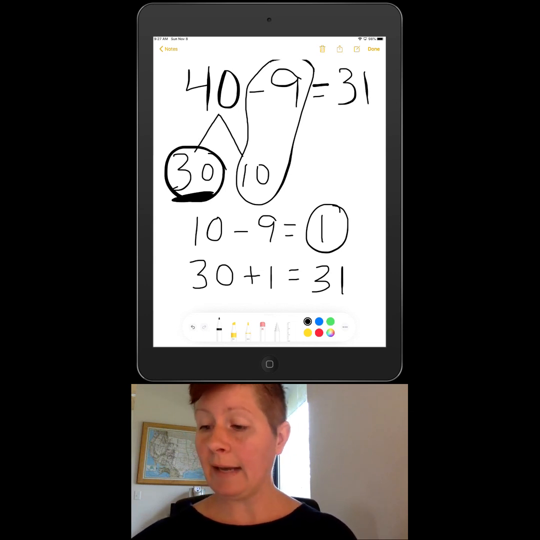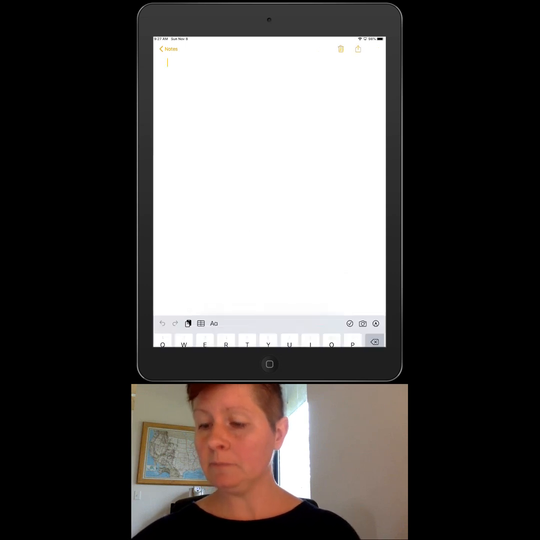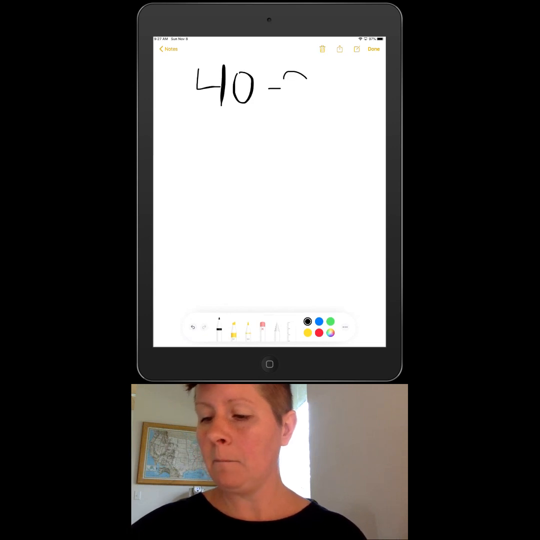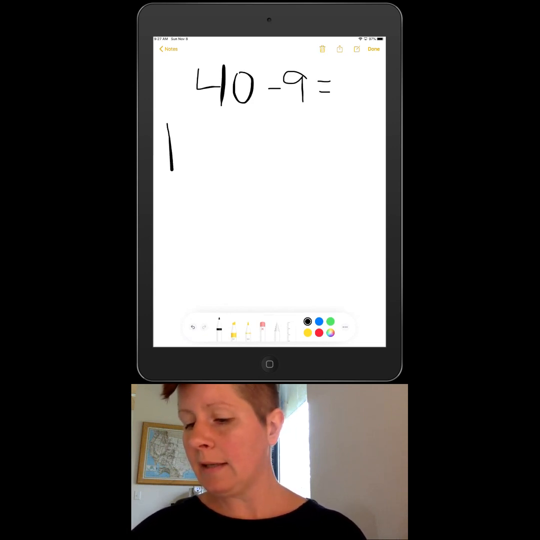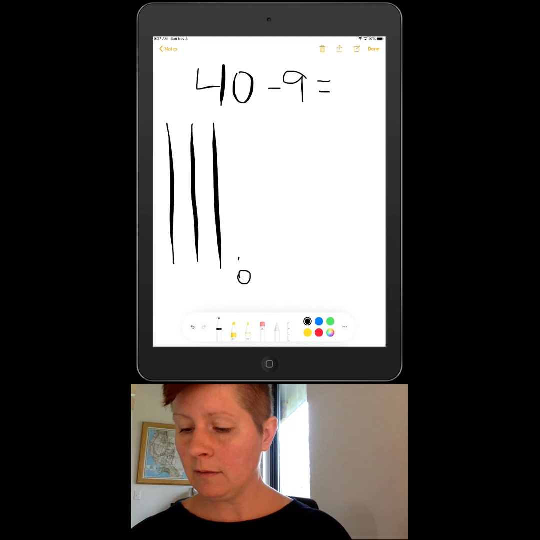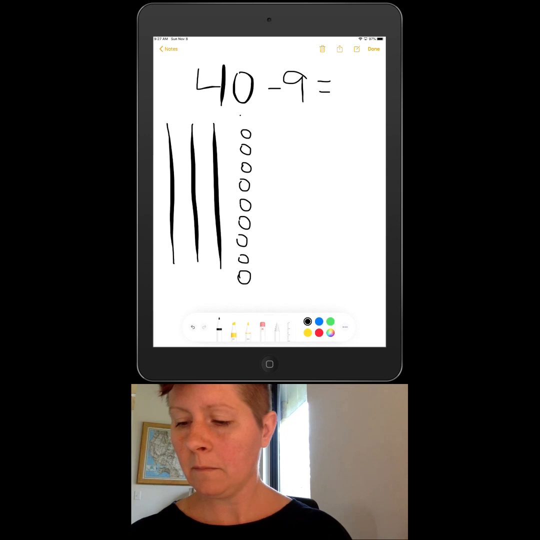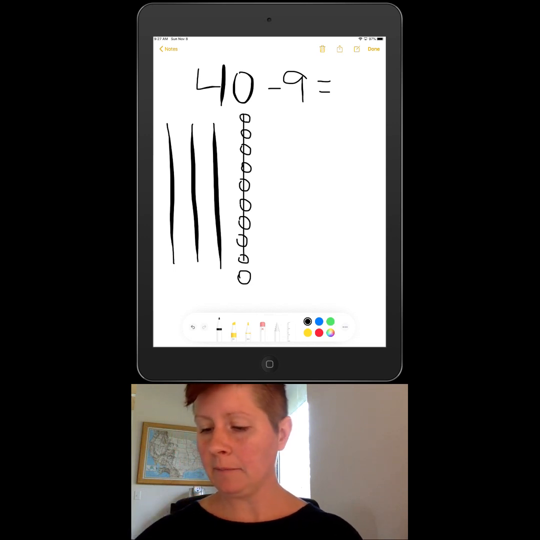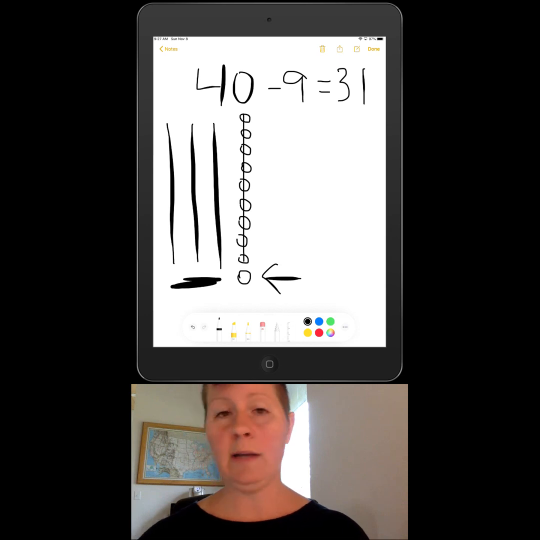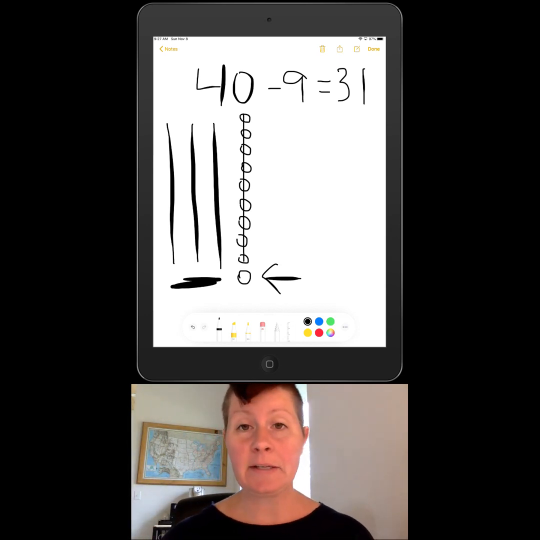Now, if I were to draw this out, which you can do as well, I would do 40 minus 9, but to draw it, I can do quick tens, 10, 20, 30, and then on my last one, draw it out. And then take away my 9. And then how many 10s do I have left here? I have 3. And how many 1s do I have there? I have 1. 31. Same answer. Two different ways of seeing it.